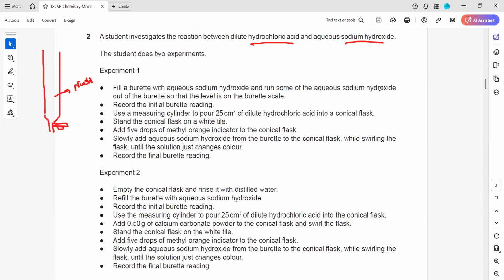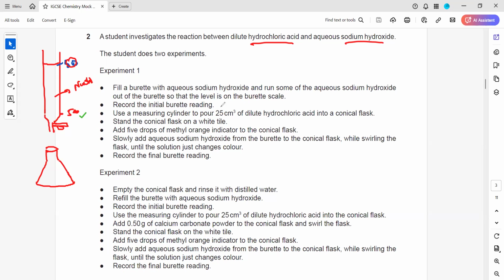And run some of the aqueous sodium hydroxide out of the burette so that the level is on the scale. So he removed some of the liquid and he recorded the initial burette reading. For a burette, 0 is at the top and 50 is at the bottom because it shows us how much volume is removed from the burette. That's why 0 will be on the top of the burette.